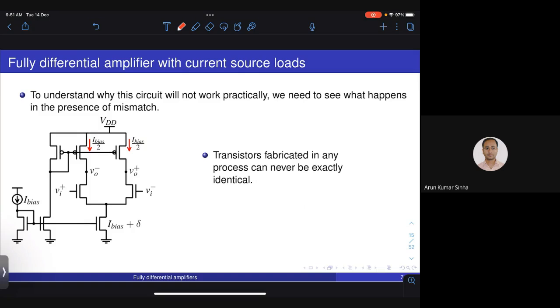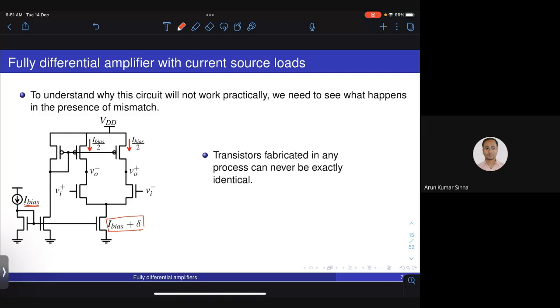Transistors fabricated in any process will never be exactly identical. So if this is I bias, it could so happen that this current which is mirrored here will have some small mismatch between the reference current and the current that is flowing here. Note that I am talking of arbitrarily small mismatch. I cannot say that if it is less than 0.001% it will work. Even if it is 0.1, then also there is a problem here.